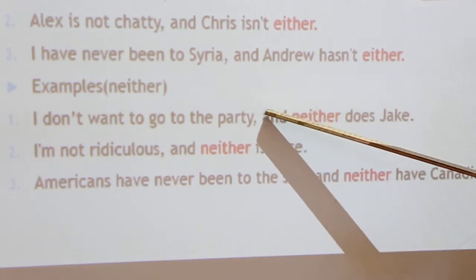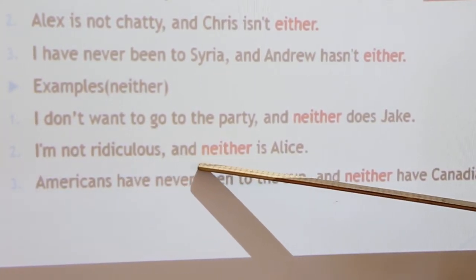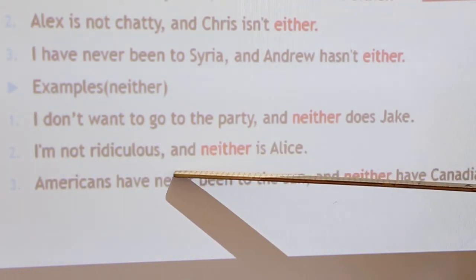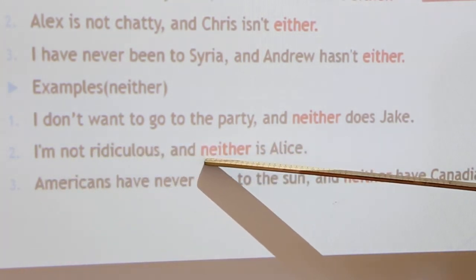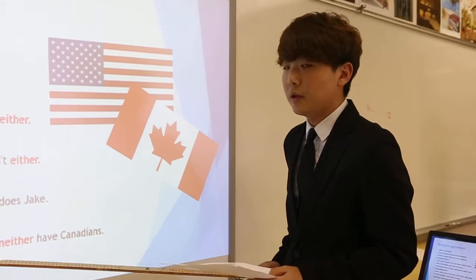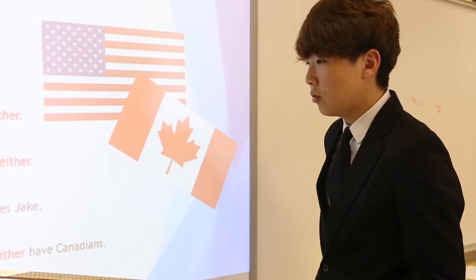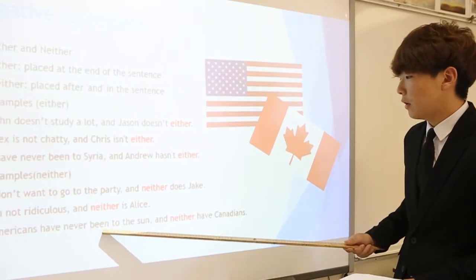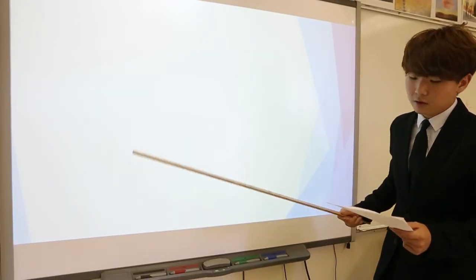Also, I add and to connect two sentences. In this sentence, I'm not ridiculous, and neither is Alice. The verb is a be verb, so I use the be verb in this sentence, and use and to connect two sentences. Also, here is not, so I use neither to make an agreement. Lastly, in the sentence, Americans have never been to the sun and neither have Canadians. In this sentence, I use neither to make an agreement and use and to connect two sentences. And in these sentences, the tense is perfect tense, so I use the have verb here. Also, here is never, so even though there is no not in this sentence, it means negative.